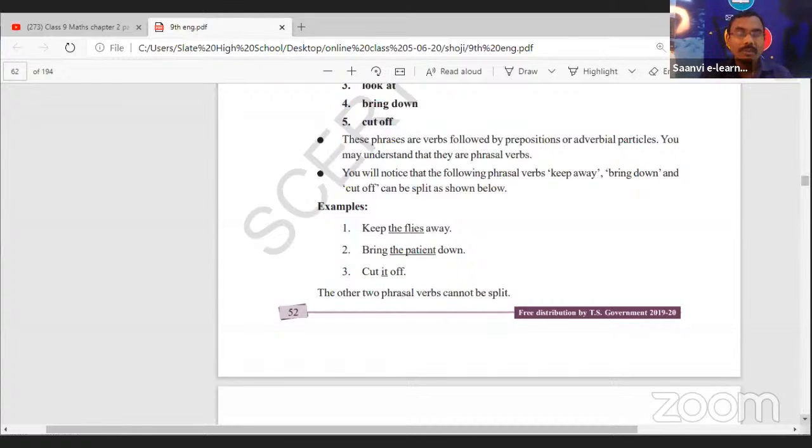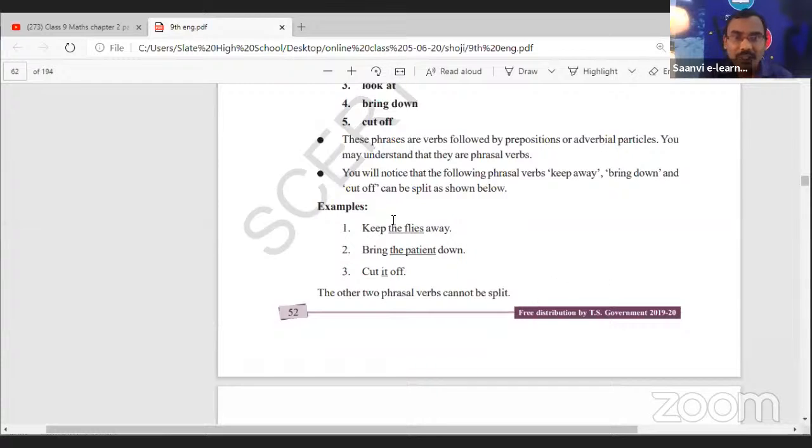So phrasal verbs are very difficult to understand. How can you learn them? You will have to learn them by heart. There is no other way. You have to use them whenever you speak with somebody. See here: keep the flies away. Bring the patient down. Cut it off. The other two phrasal verbs cannot be split.